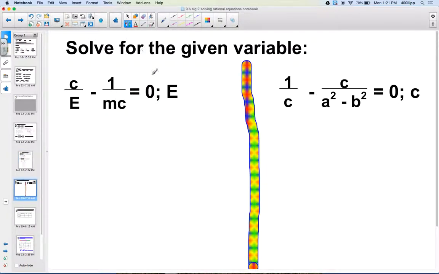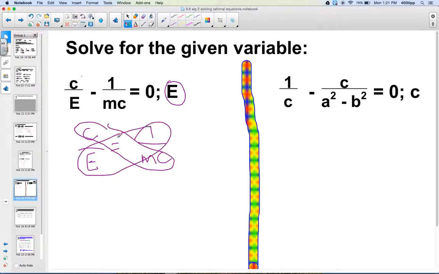Okay, this one is solving for the given variable. So if we actually go ahead here and we get one of the fractions to the other side, we're solving for e here. So I'm going to just add 1 over mc to both sides and get c over e is equal to 1 over mc. We said that when we have a fraction equal to a fraction, I'm going to cross multiply here, and I get e is equal to c times c, which is c squared. That's it.